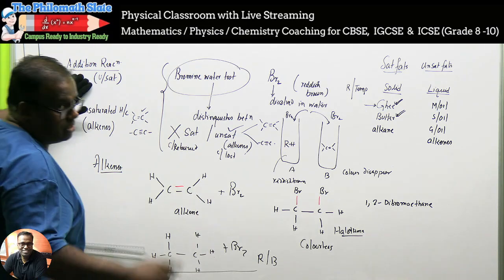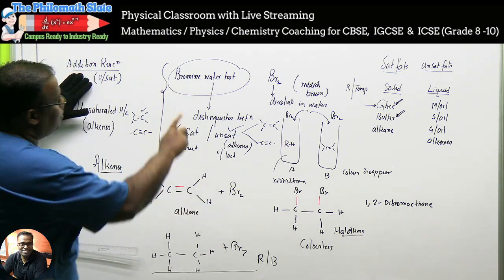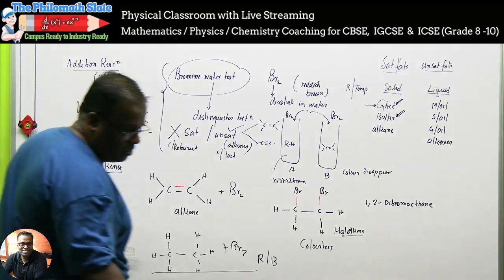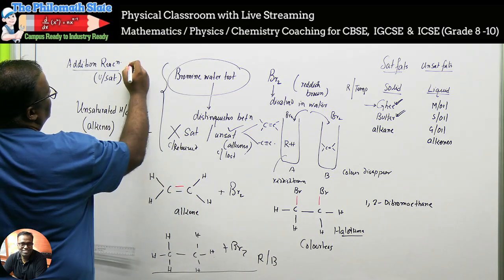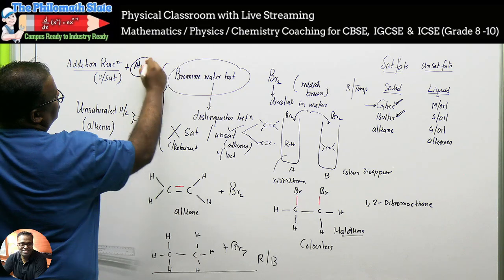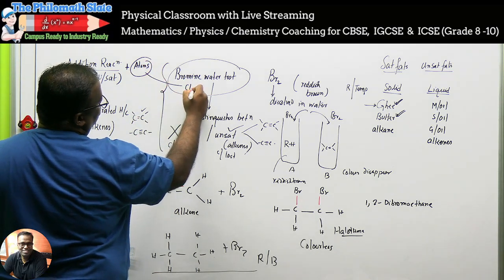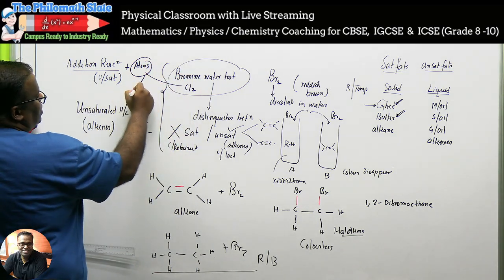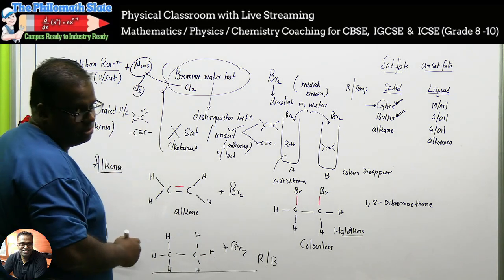Now the next, there are two examples I told you. One example was bromine water test. After all, addition reaction means addition of some atoms. Yes or no? The atoms in bromine water were bromine. Now the second example we will see where it will be addition of hydrogen. Ready?